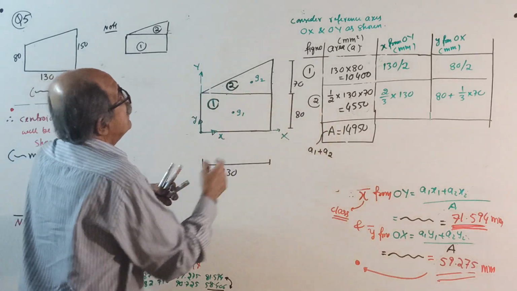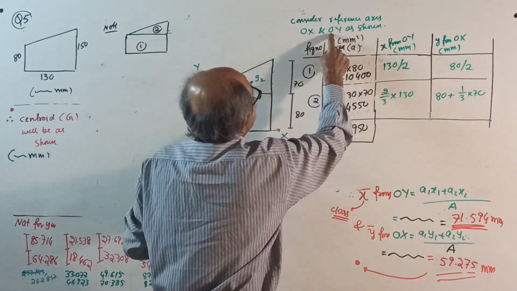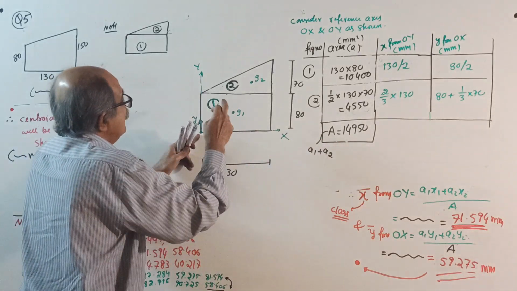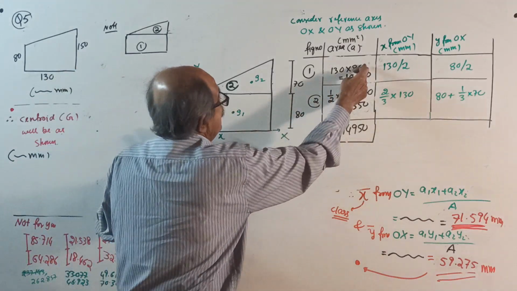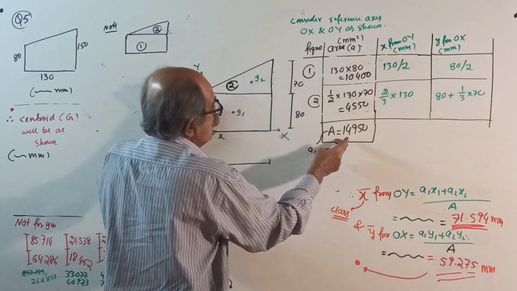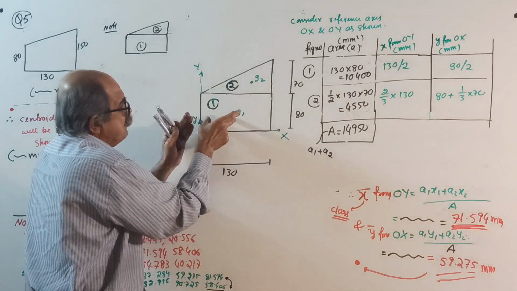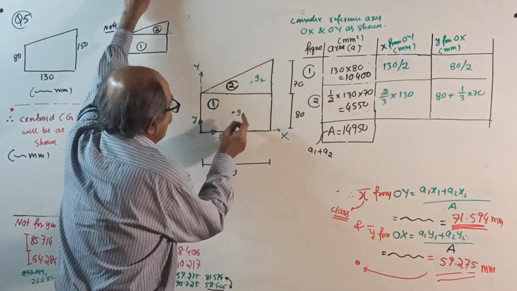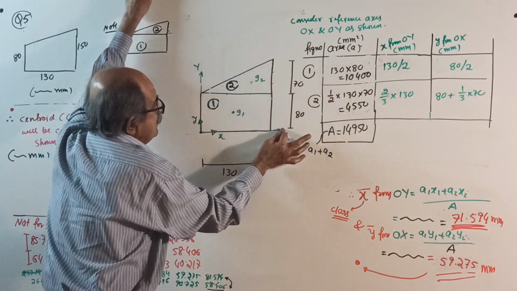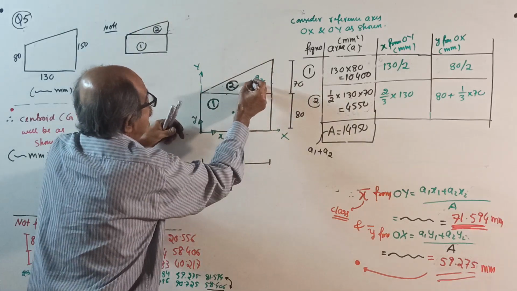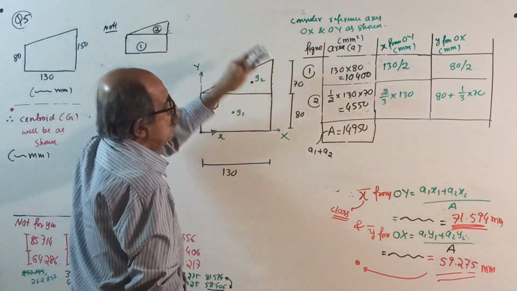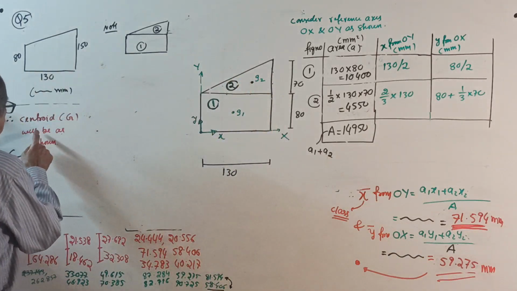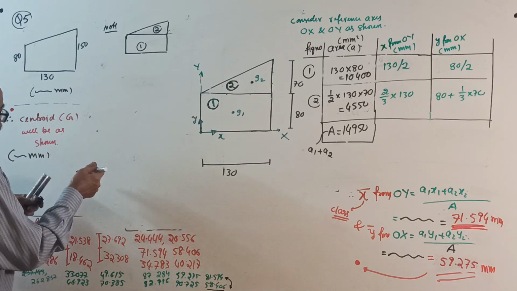Start. Consider reference axes OX and OY as shown. We will first take the bottom left corner. This I already explained. Okay, start. Figure number 1, area 130 into 80. Figure number 2, half into 130 into 70. Total area you get. X1, half of 130. X2, 2/3 of 130. Over. Y: figure number 1, 80 by 2. Figure number 2, 80 plus this distance. See, this distance is 1/3 of 70. Over. You get X bar, you get Y bar. Enjoy. Therefore, lastly, centroid G will be as shown below. Draw whatever sketch is given somewhat to scale.